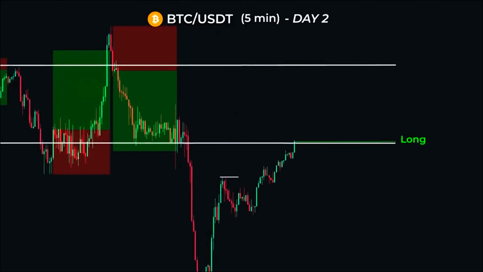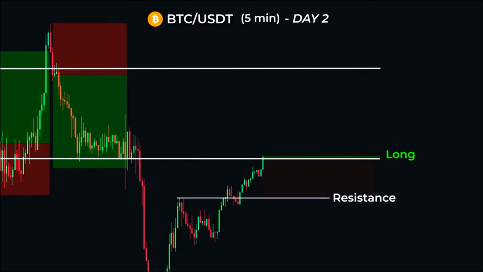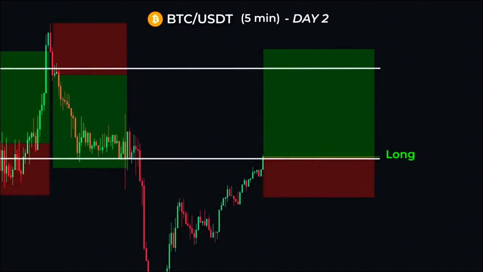In this case, there was a small resistance level, so we set the stop loss there instead. For the take profit, set it at 2 times risk. Here, price hits the target perfectly, another 2R profit secured. So that concludes the setups for today.